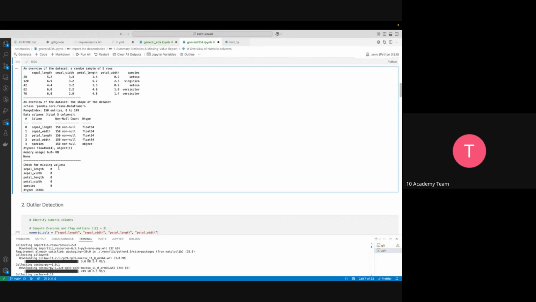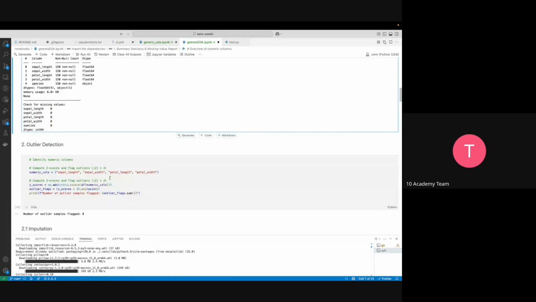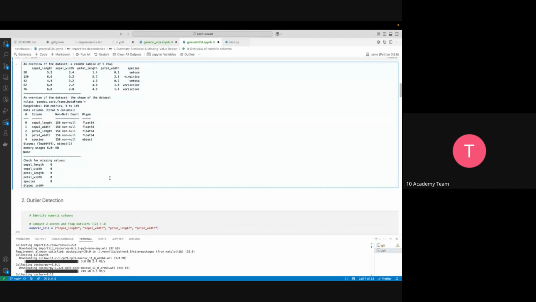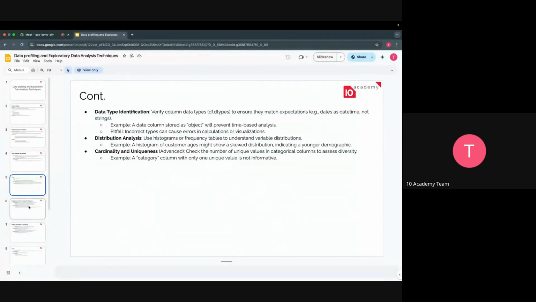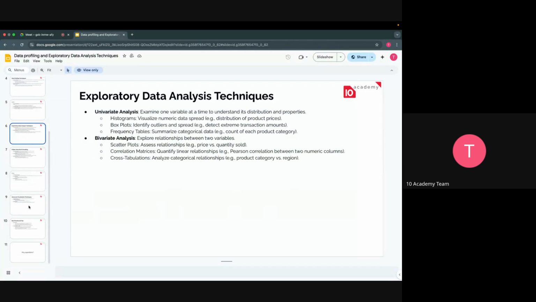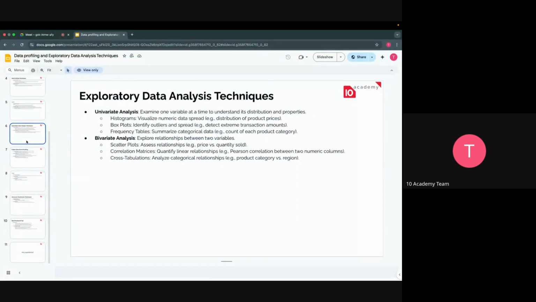Okay, and this is for checking the missing values. You can see that there are no missing values. So this is how we can profile a dataset. We have profiled the dataset, and for this dataset we do not have any null values. If we had, we'd come up with a strategy to clean it and we would do it. Okay, I think it's better to just finish up and then come to the questions.